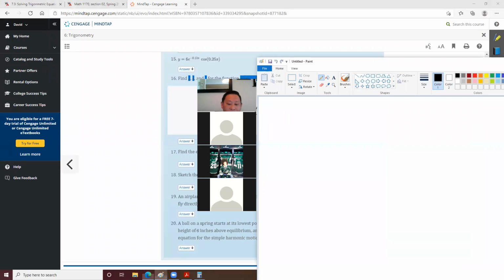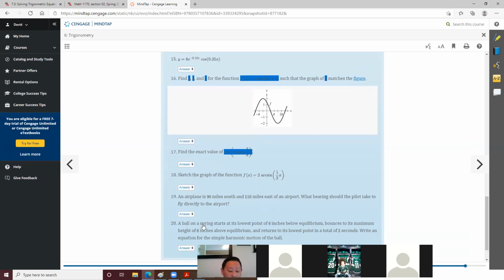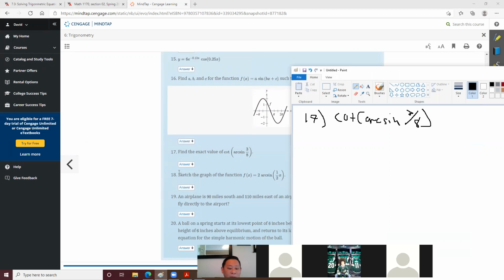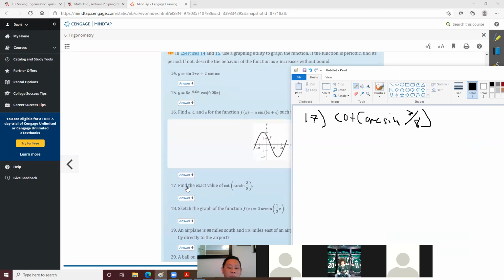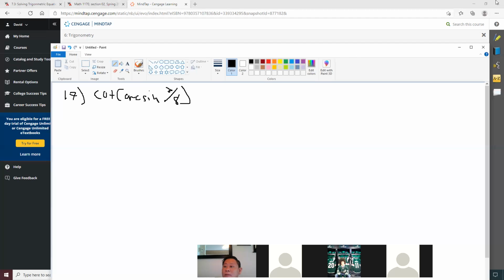So number 17 is asking us to do cotangent of arcsine of 3/8. Find the exact value for this. And the rest you do not need to worry about. Yep, the rest you need to worry about. So 18, 19, 20, you didn't. Nope. So yep, tomorrow we'll do the graphing piece.